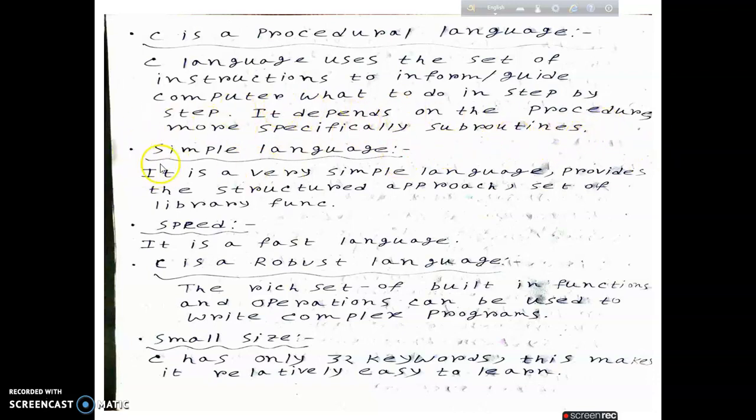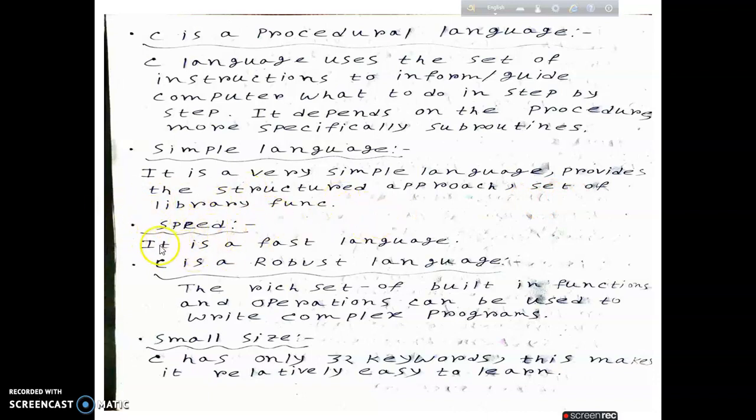Next, simple language. C is a very simple language which provides a structured approach. There is a set of library functions present in the C language.